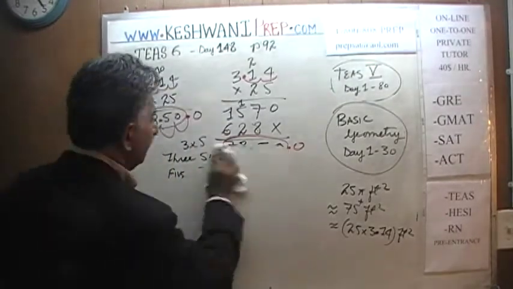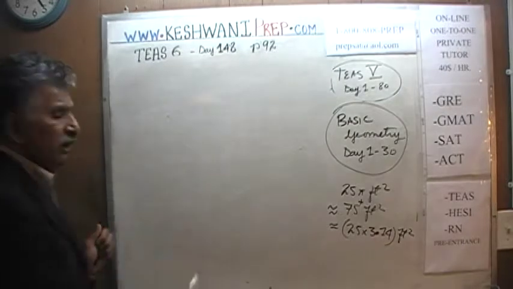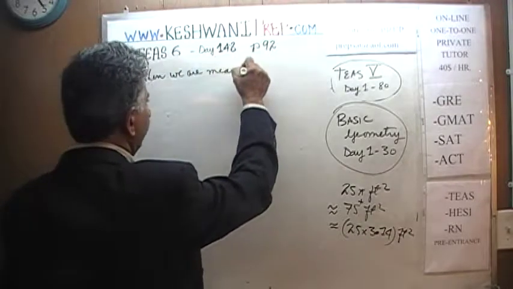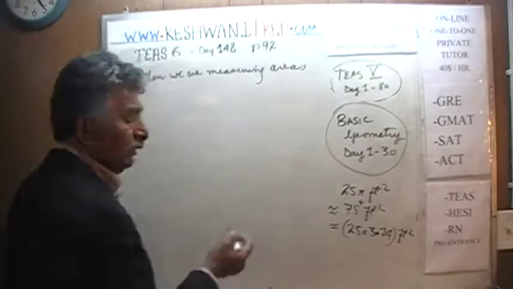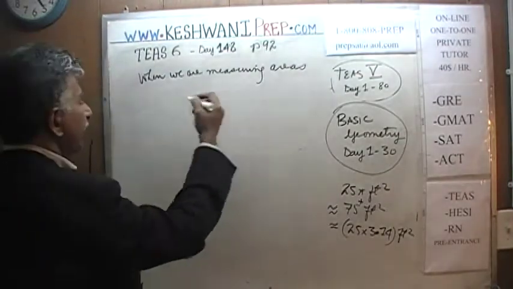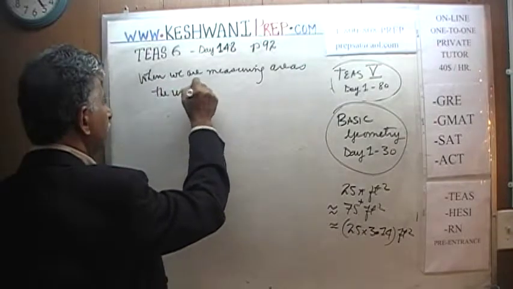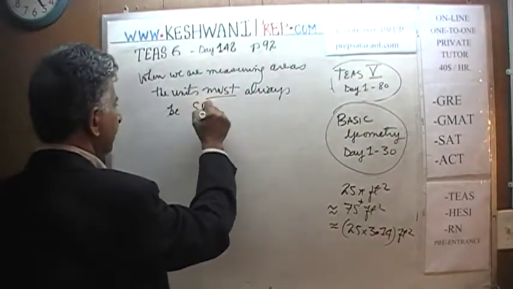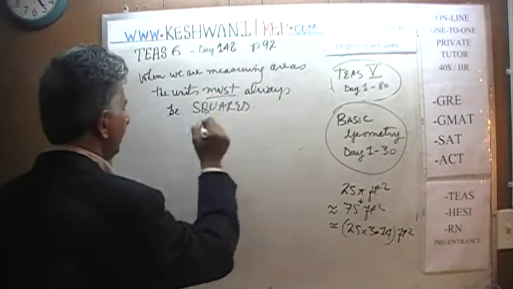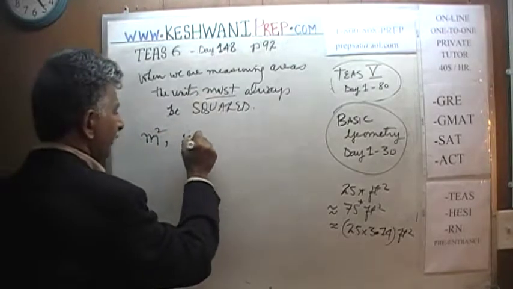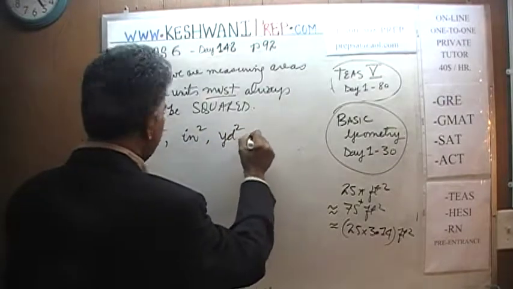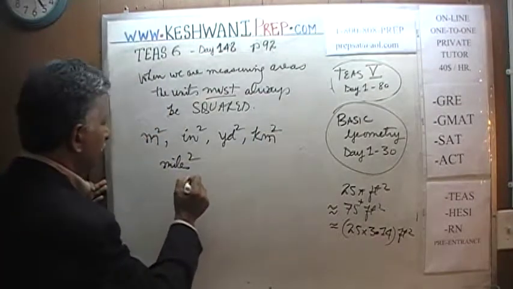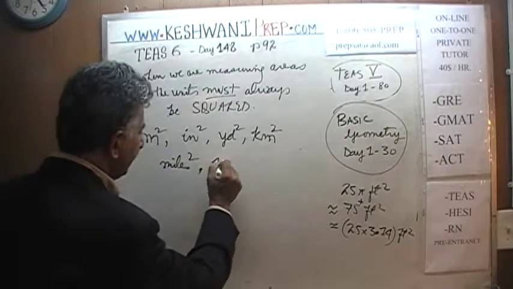Listen very carefully, okay? When we are measuring areas, doesn't matter what the shape of the thing is, when we are measuring areas, the units must always be squared. We already talked about it. Unit must always be squared. Meter squared, inches squared, yard squared, kilometer squared, miles squared, feet squared, and so on and so forth.